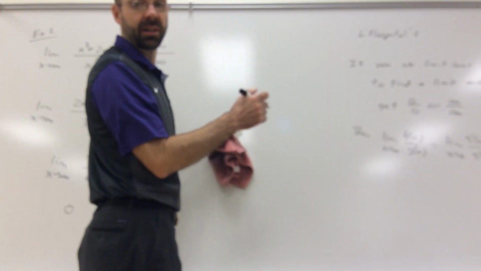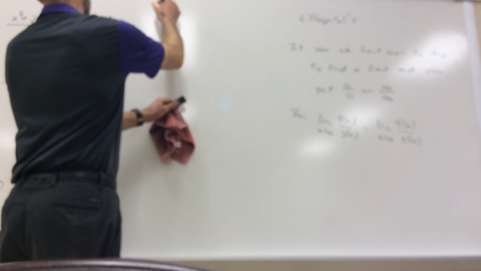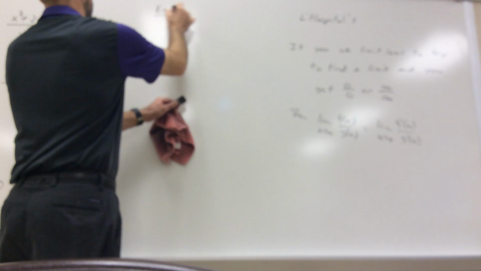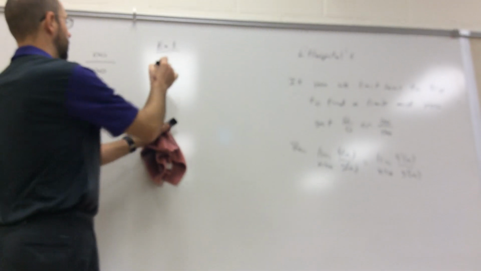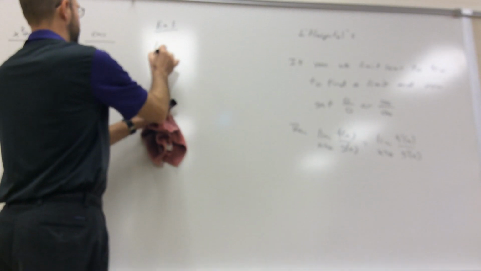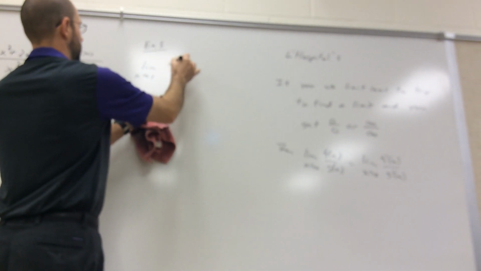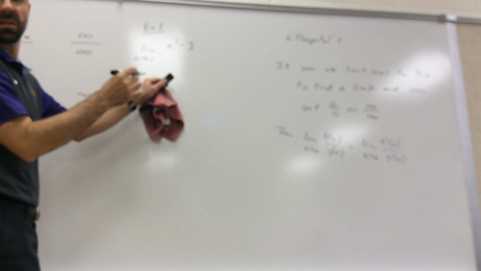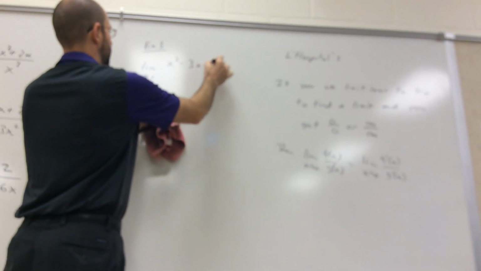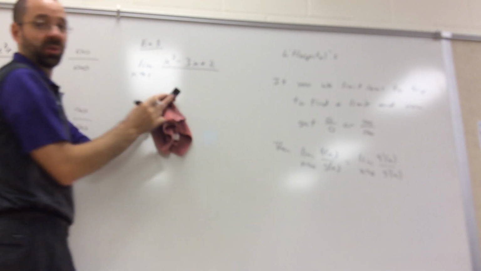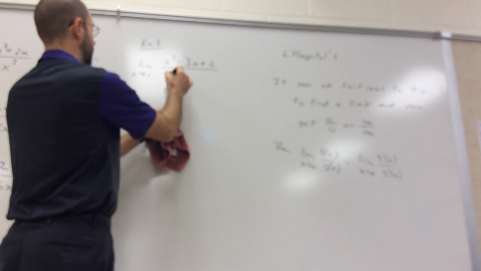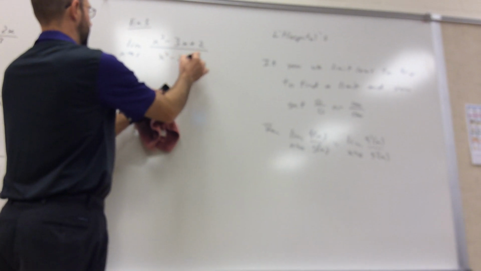Okay, let's try. Limit as x goes to 1 of x cubed minus 3x plus 2 over x squared minus 2x plus 1.